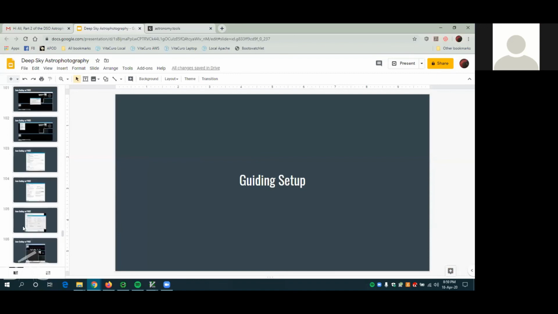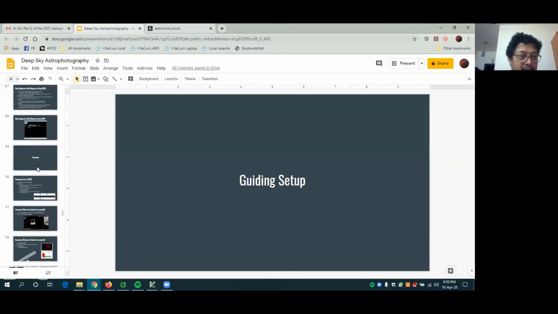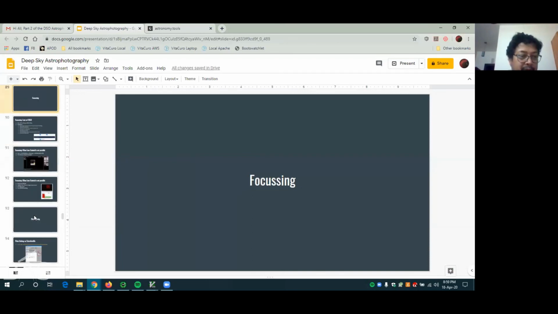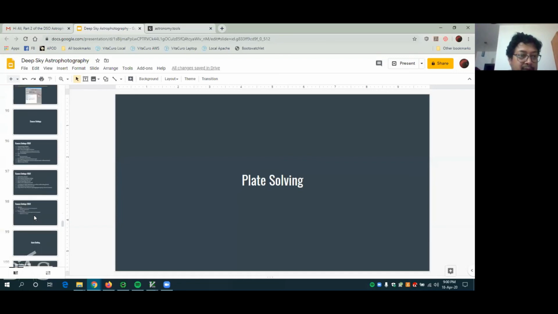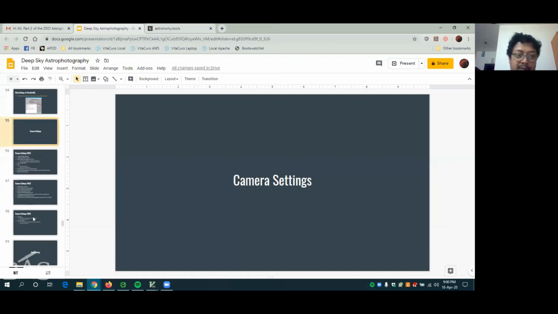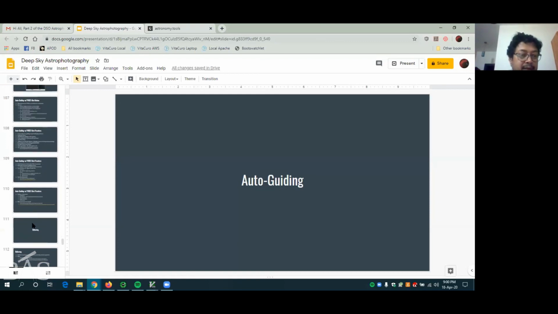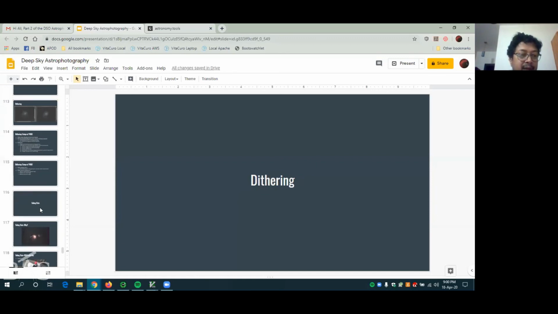So tomorrow we will be talking about focusing, and then we'll be talking about plate solving, and then typical camera settings. Then autoguiding using PHD2, we'll go deep into it. And then we're talking about dithering and taking flats. And that is the end of it.